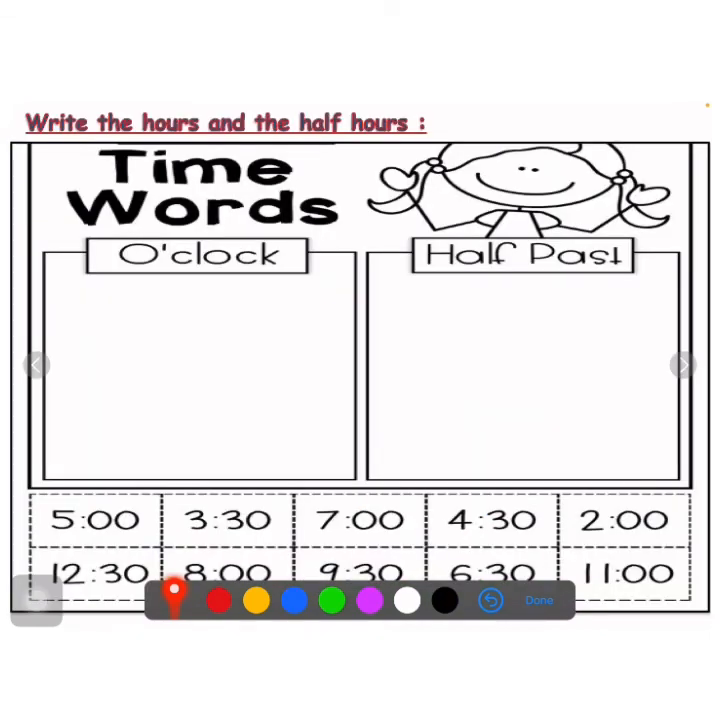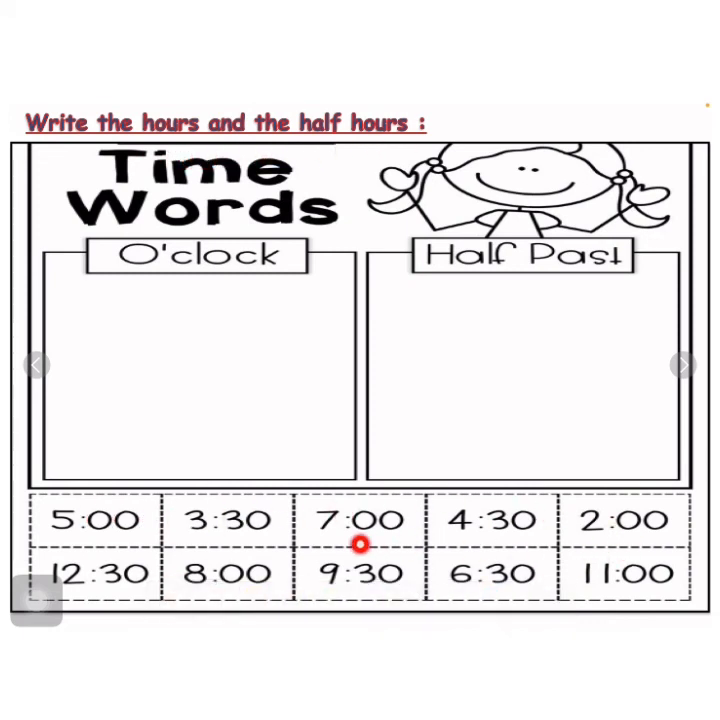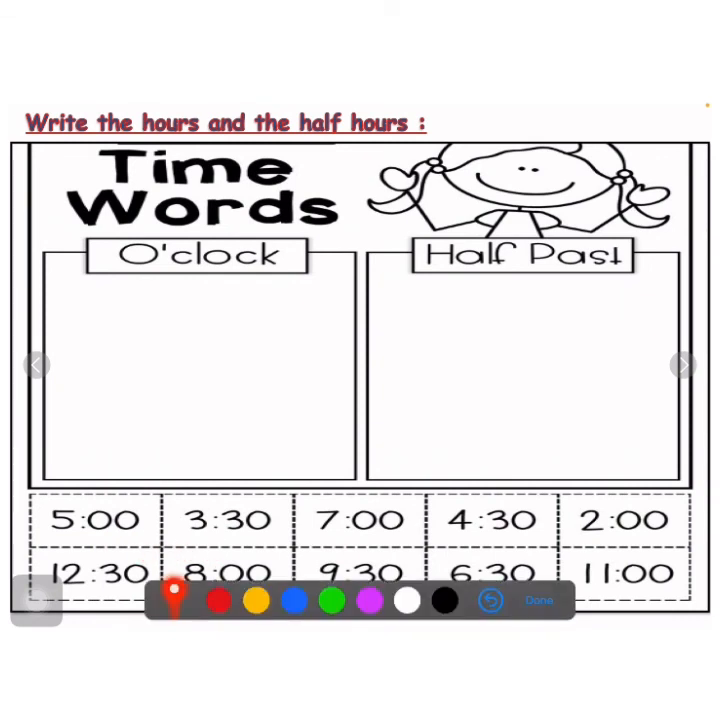Okay, girls, now what are we going to do? We are going to write the hours and half hours. Here, as you can see, we have the time. I want you to complete these two tables with the correct time. Here you are going to write the clock, and here you are going to write 1:30. Let's start.